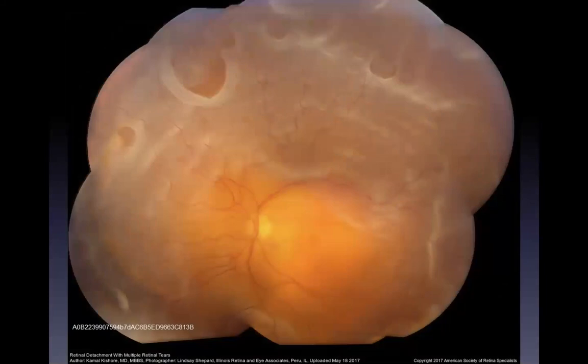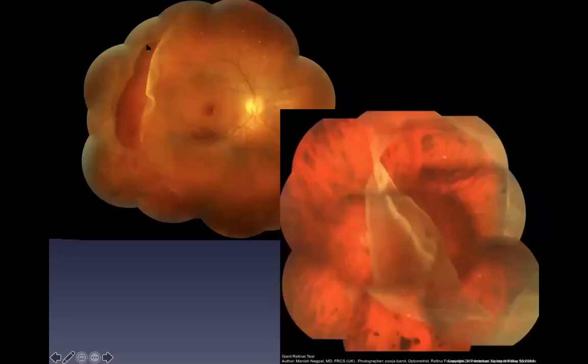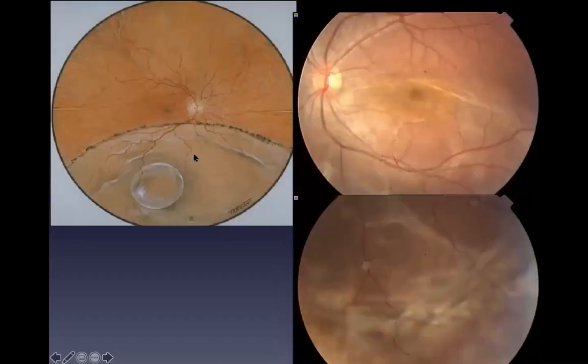So this is another retinal detachment with multiple retinal breaks. As you see, they are all horseshoe shaped, very typical. And another retinal break with a giant retinal tear, and another giant retinal tear where the retina is folded over. So as you see, retinal detachment normally occurs acutely. It causes acute visual loss.